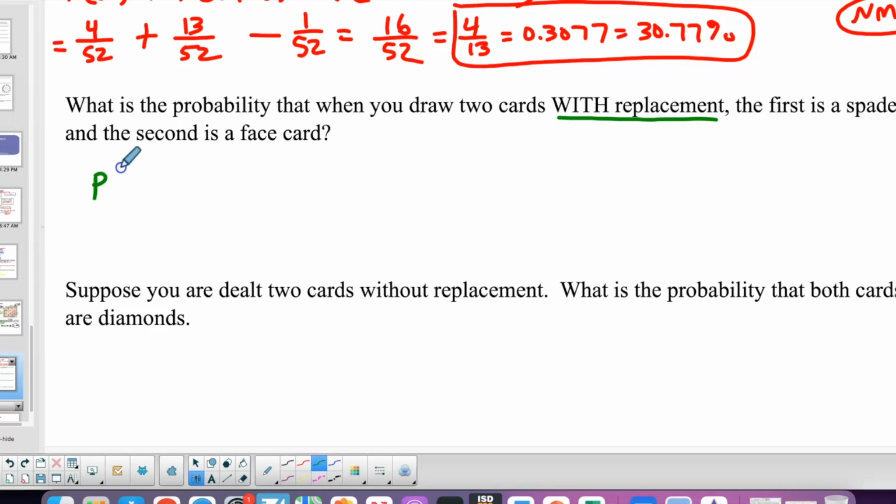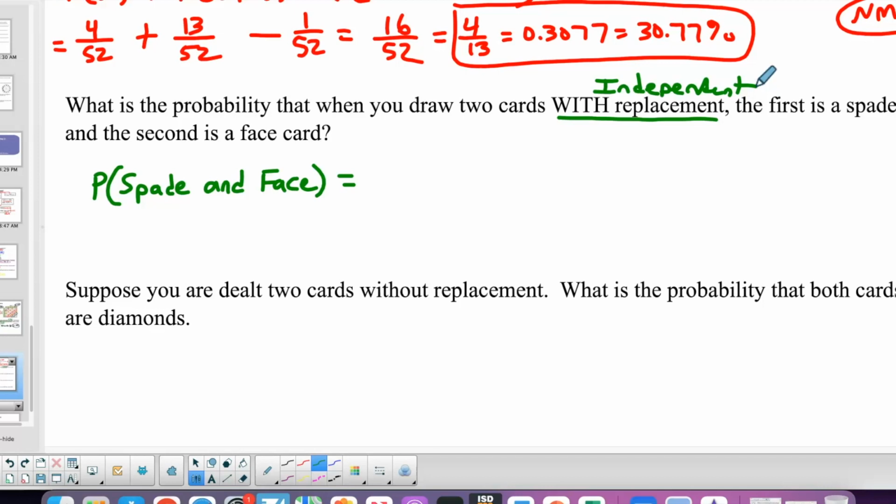So we want the probability the first one is a spade, and then the second one is a face card. So this is a multiplying problem. If you're putting things back into the deck or into the jar or whatever we're looking at, that's called an independent probability, which means the first thing does not impact the second thing. So we can treat this as 2 separate events and then just multiply them together.